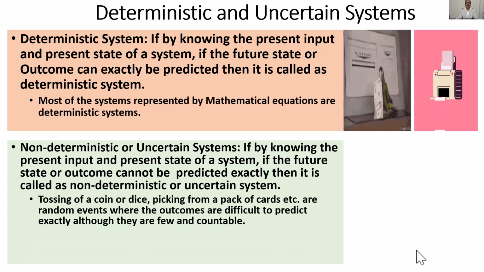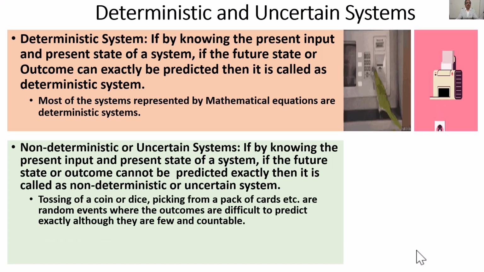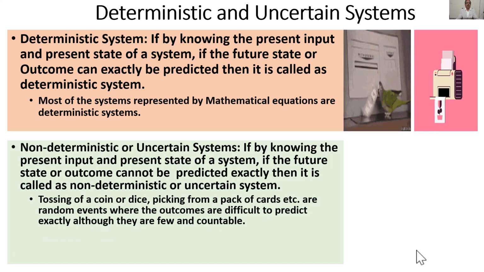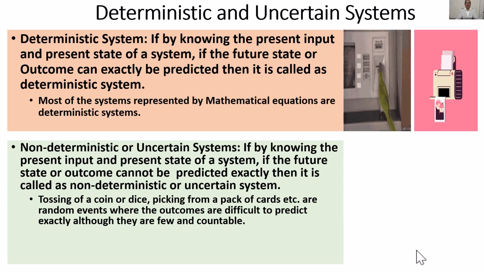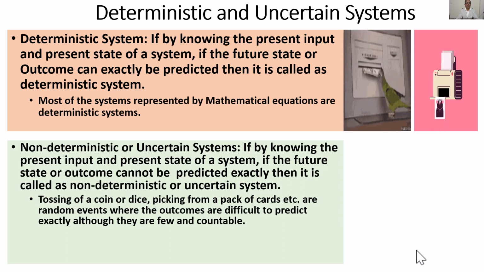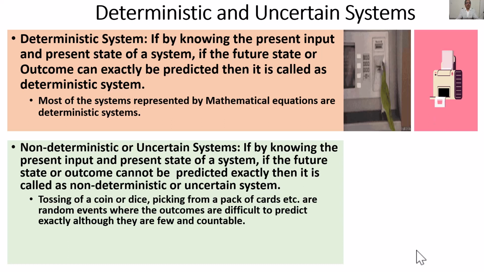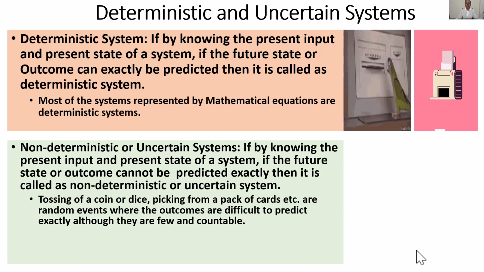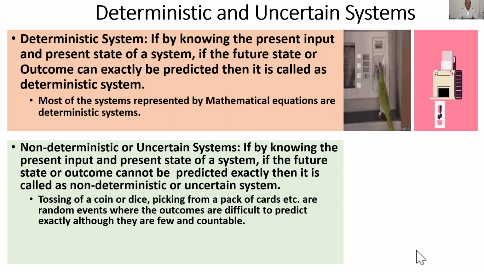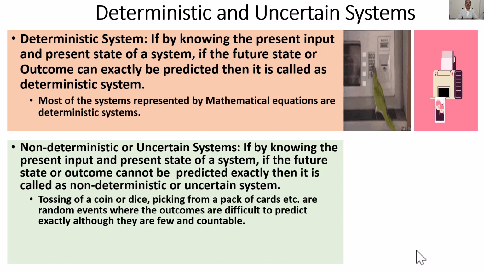Non-deterministic or uncertain systems. If, by knowing the present state and the present inputs given to a system, the future state or future outcomes cannot be predicted in an exact manner, then it is called a non-deterministic or uncertain system.